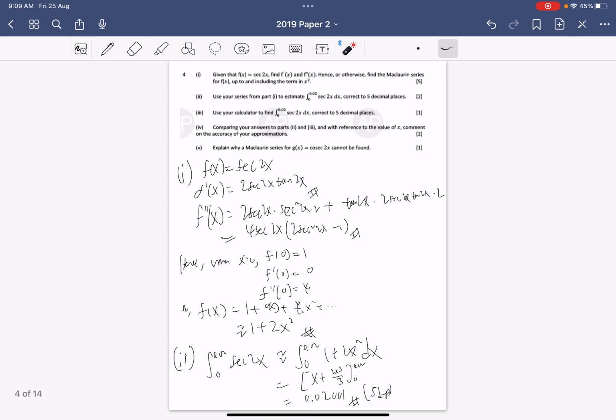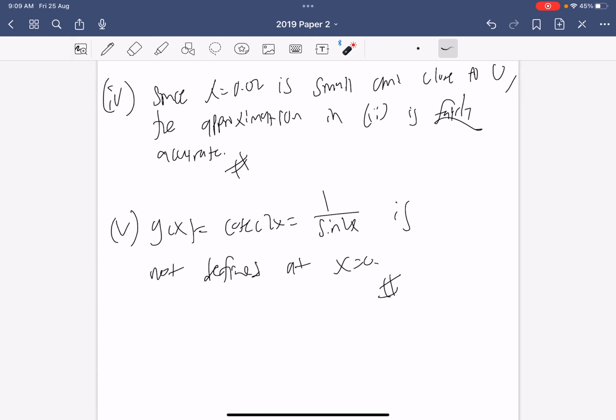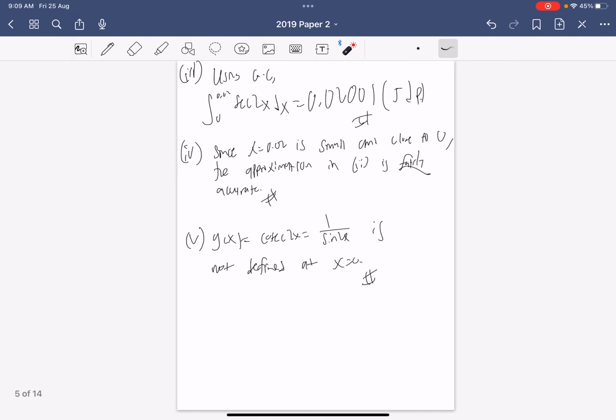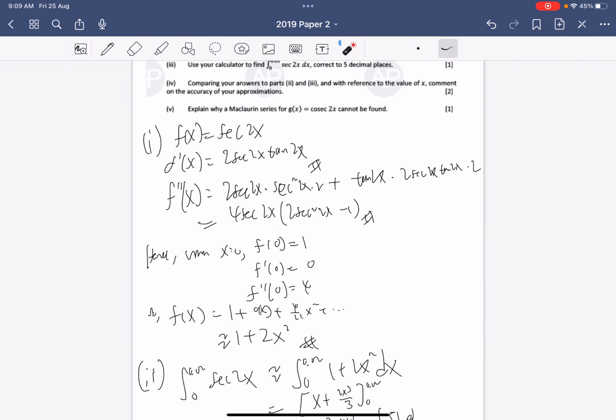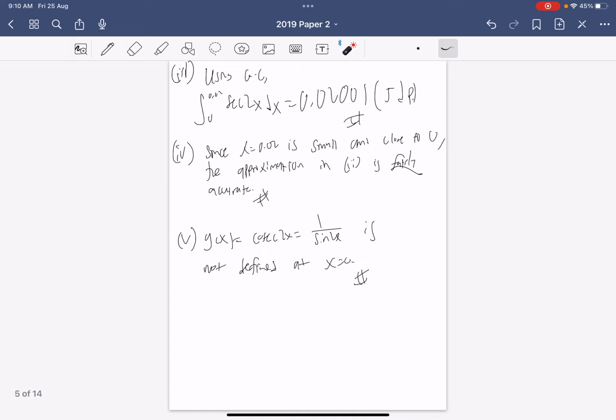And for the last part, they're just asking why the Maclaurin series cannot be found. It's just a 1 mark question, so it is really a giveaway. The reason is because cosecant 2x is 1 over sine 2x, so it's not defined near x equals 0. This prevents us from finding the Maclaurin series, because when we find the Maclaurin series, we need to sub in f(0), but you can't do that because f(0) is not defined.